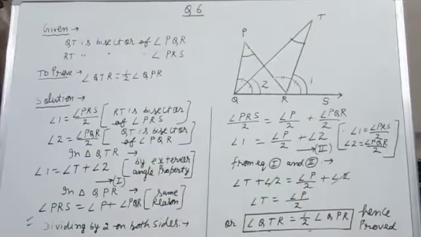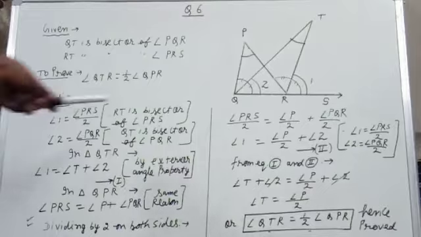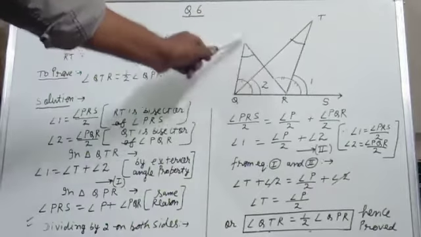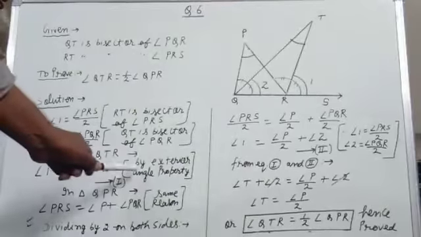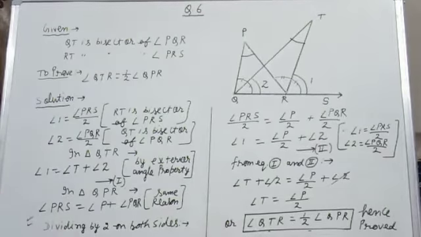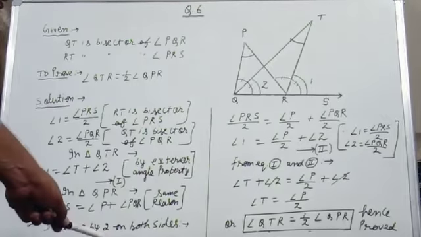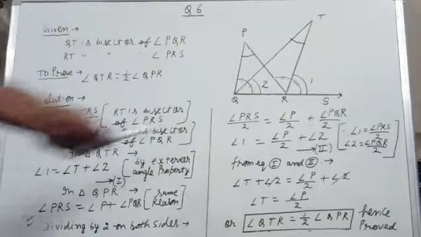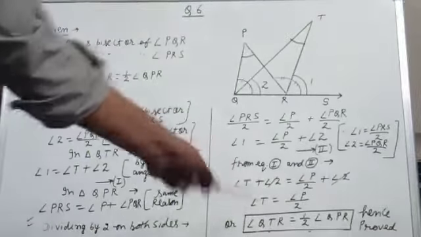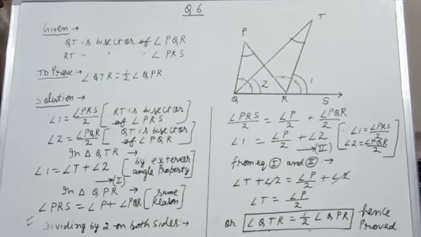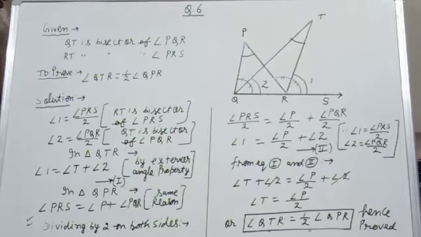Hence proved. So here you can see first we use the result of bisector. Angle 1 half of PRS, angle 2 half of PQR, and then we use the result exterior angle property, and this is the main step, that dividing by 2 on both sides, then left hand side of both equations become same, this cancels, then angle 2 will cancel, and angle QTR will be equal to half of angle QPR.